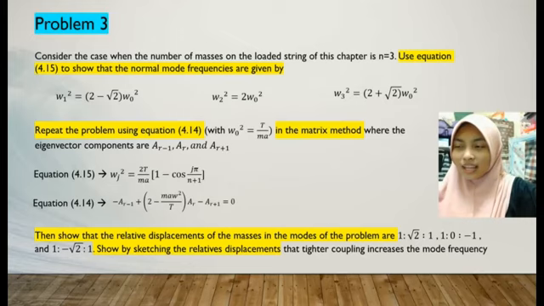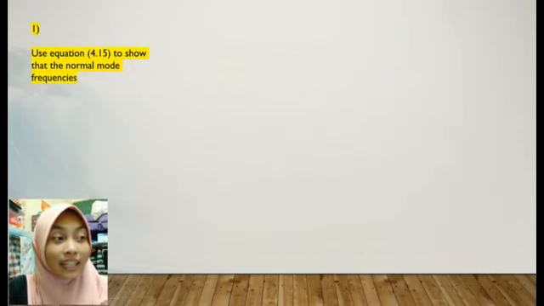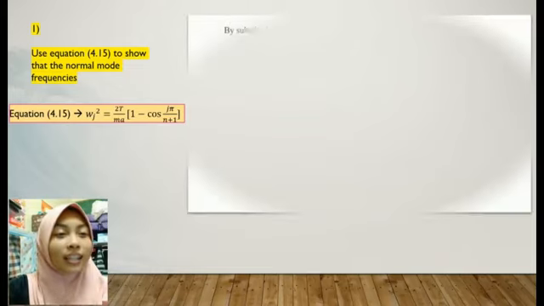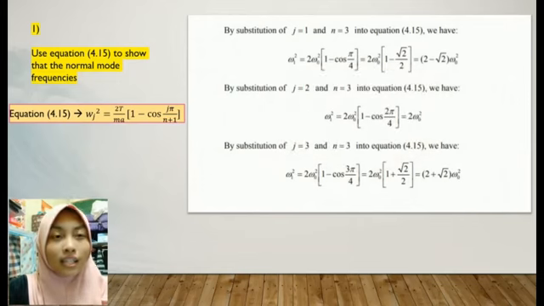So I will state what equation 4.15 and equation 4.14 are. Then show that the relative displacements of the masses in the modes of the problem are equal to those, and show this by sketching the relative displacements. The first part that I have highlighted there is to use equation 4.15 to show the normal mode frequencies. Okay, this is equation 4.15. Let's see the solution. We know that n is equal to 3 and we need to use the equations.